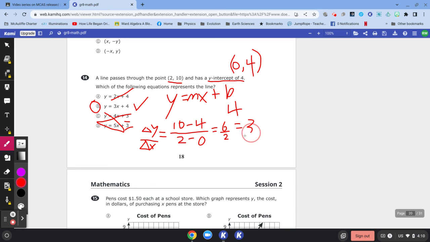So that's 3. So that matches up with our choice of B. Y equals 3x plus 4. Y equals a slope of 3 times x plus 4.